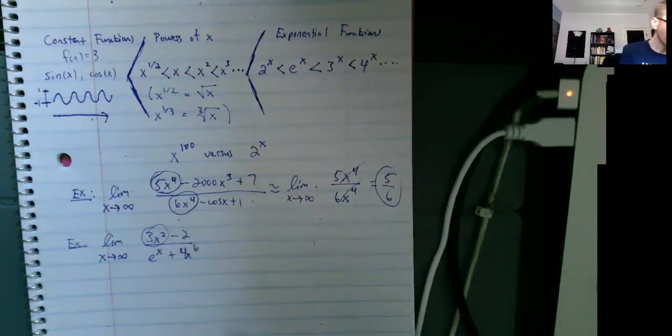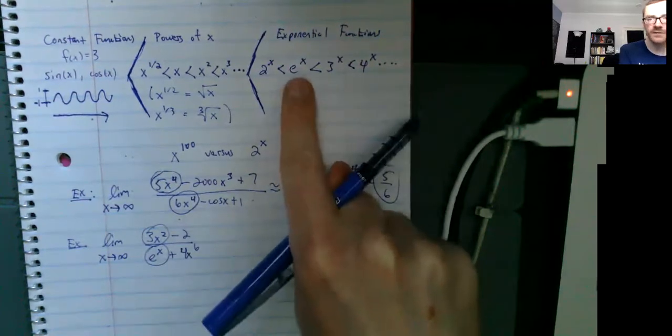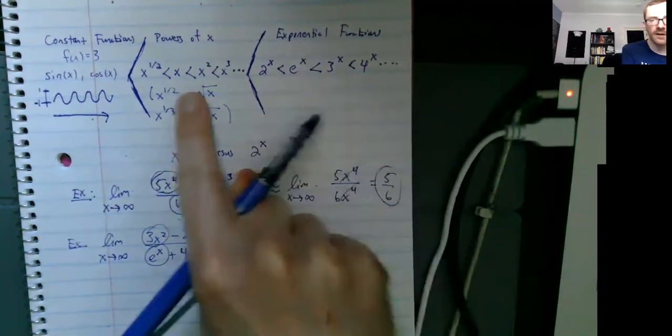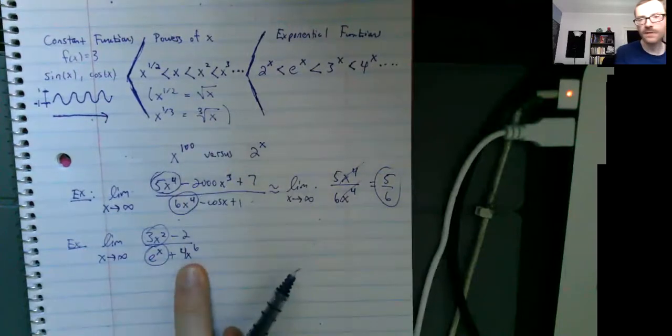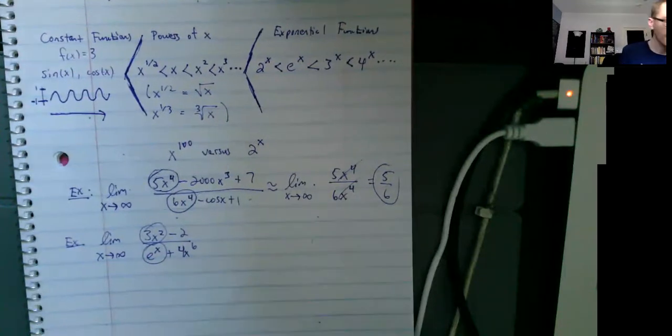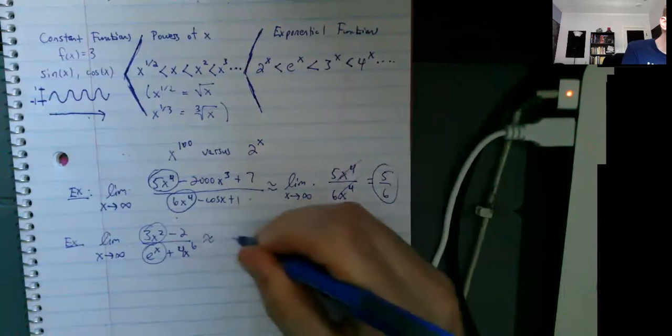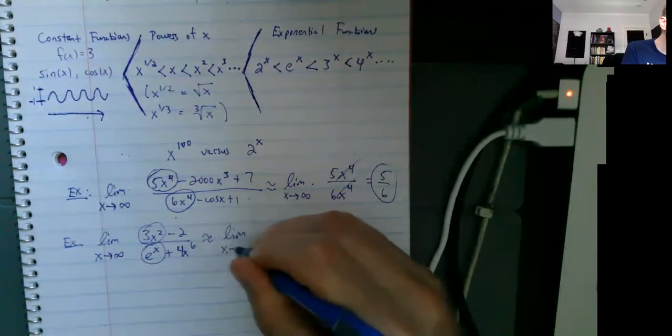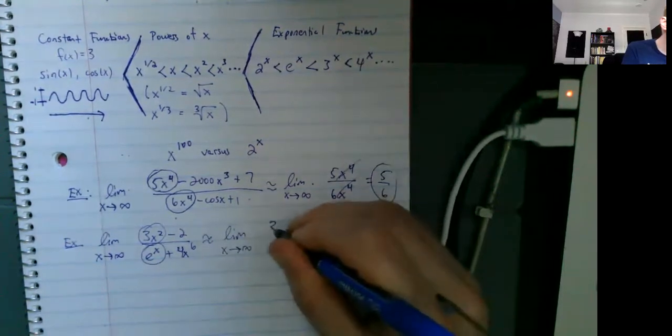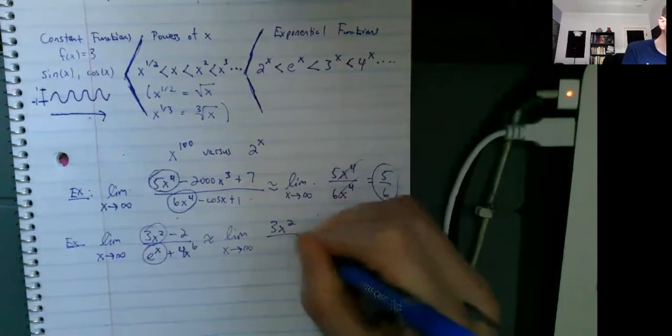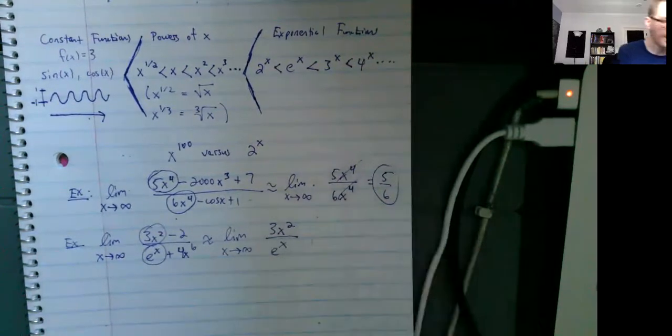And in the bottom, it's the e to the x, because that's an exponential function which grows faster than any of these, certainly faster than the x to the 6th. So we ignore the slower growing terms, and we have a simpler function to work with, 3x squared over e to the x.